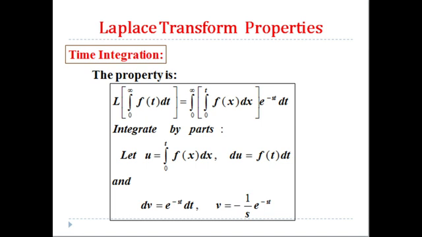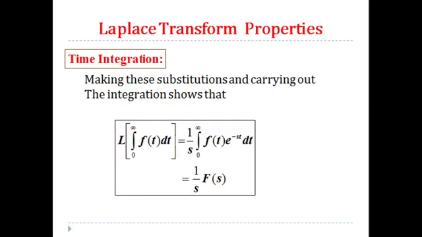Next property is the time integration property. Here Laplace of integral over 0 to t of f of t dt can be represented by using the time integration property, and by using the integrate by parts theorem, putting the substitutions and carrying out this integration will show that Laplace of the integral of f of t dt is equal to 1 by s integral over 0 to infinity f of t into e raised to minus st dt, which is equal to 1 by s F of s.